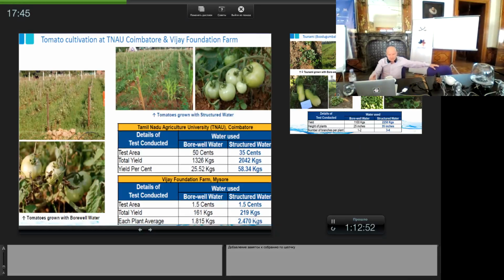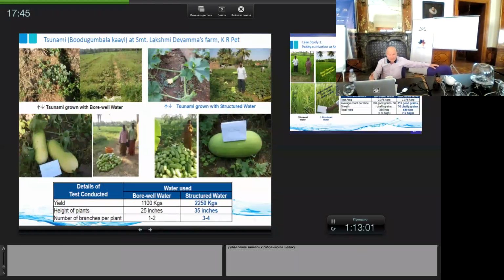And in another farm, it's an even better result. With tsunami, again, it's 1,000 kilos from a normal field and more than 2,000 kilos from another field. So the yield of crops is twice, only with water. And you understand that this device doesn't need any electricity, it doesn't need any processing. It's just a metal tube, but very specially constructed. It's a big tube, but very specially constructed.